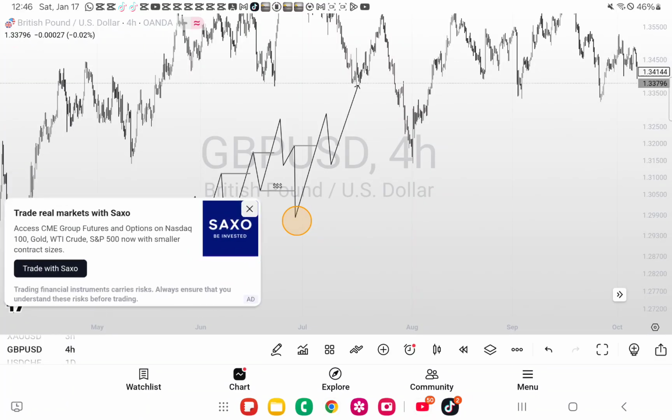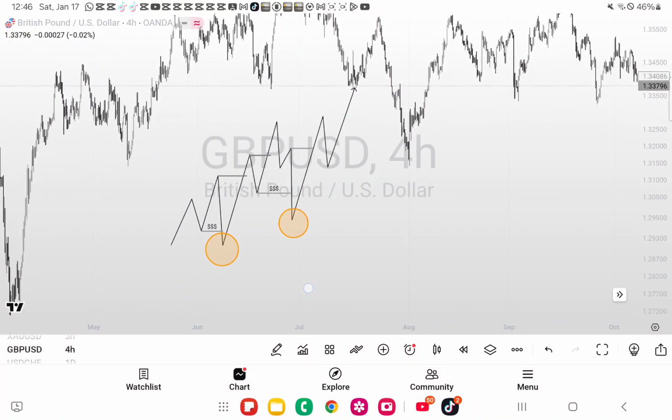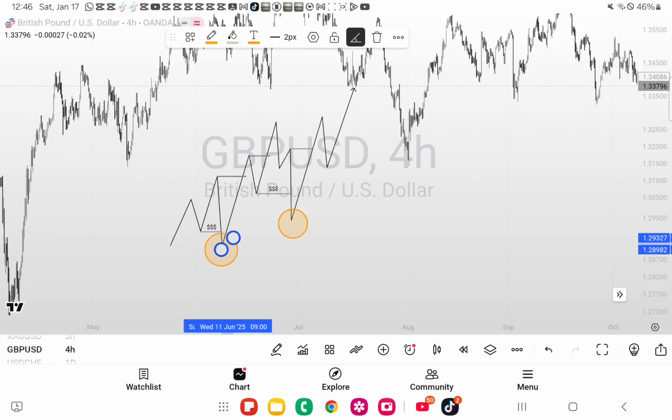But this is the main low here. This guy is the main low. All these structures are smaller structures that are happening inside of this main structure. This is the main structure. This is the main low of the market. So this is the second low that we have, the strong low.